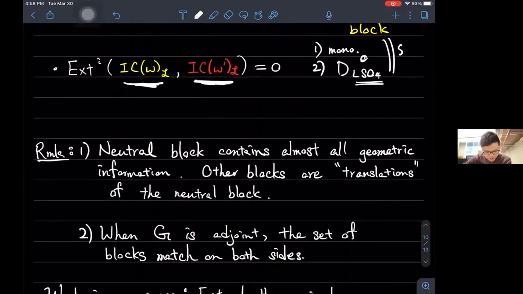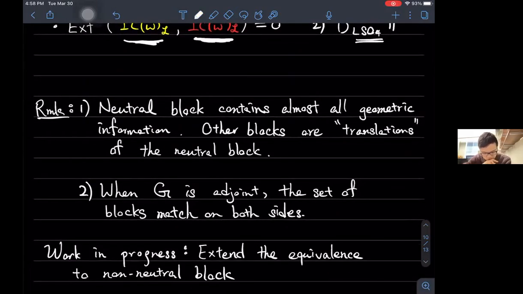Yeah, maybe I will give a remark. So basically the neutral block contains almost all geometric information, because the rest, the red block, could be obtained from the yellow block by tensoring with other IC sheaves. And when G is adjoint, the set of blocks actually match on both sides. So it's a natural question to ask whether I could extend the equivalence to the non-neutral block, and this is a work in progress.